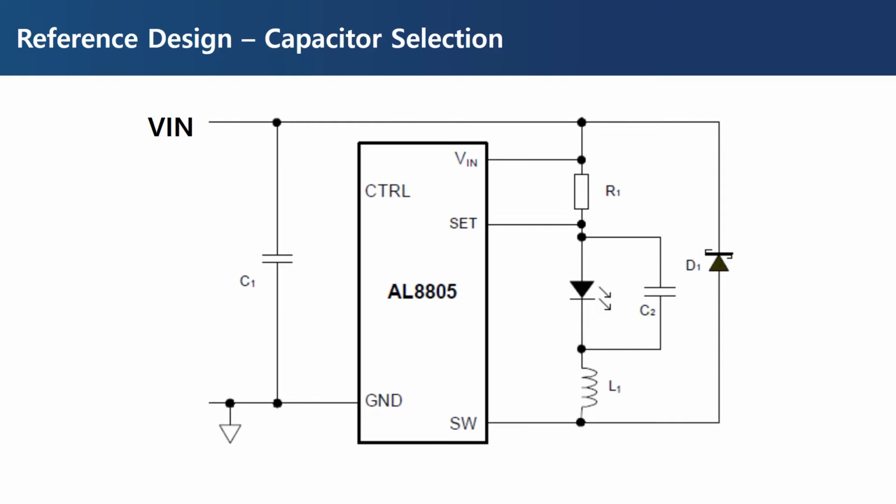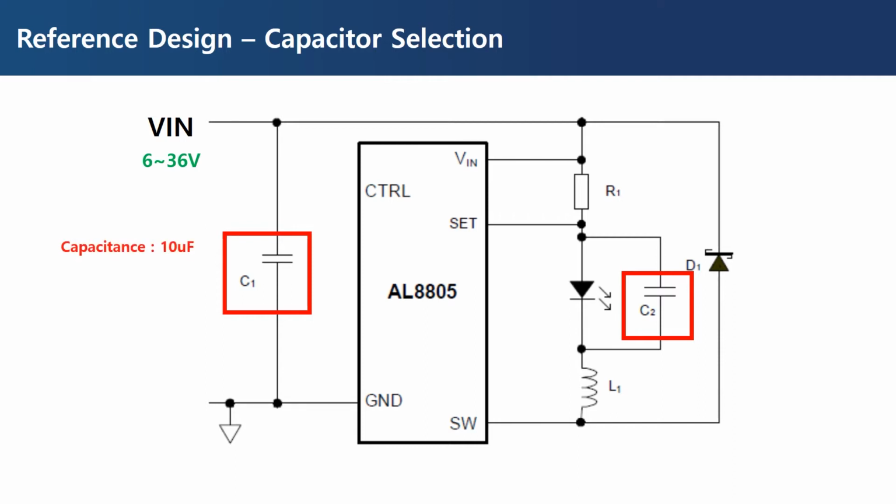Now that we have checked the basic operation, we will check the required specifications for each part. First is the input and output capacitors C1 and C2. The input voltage range of AL8805 is 6 to 36 volts, so the voltage rating of the capacitor should be about 50 volts. Also, as mentioned in the datasheet, it is recommended to use a capacitance of 2.2 microfarad or higher in grade X5R or X7R. Therefore, we will use a capacitance of 10 microfarad, a voltage rating of 50 volts, and X7R type capacitor.